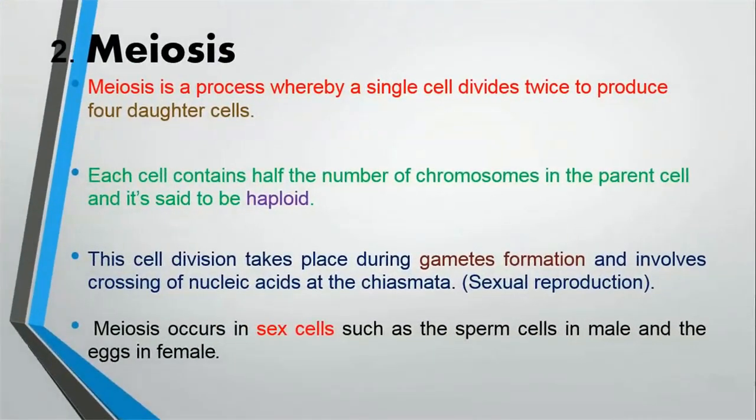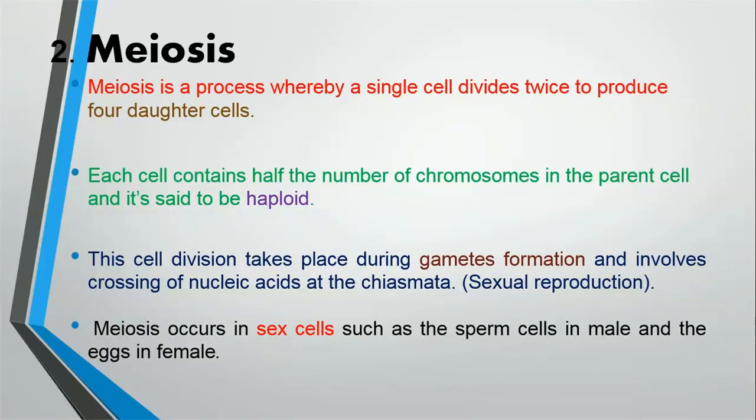So the second type of cell division is known as meiosis, or meiotic cell division. Now, meiosis is a process whereby a single cell divides twice to produce 4 daughter cells. Each cell contains half the number of chromosomes in the parent cell, and so it is said to be haploid. Haploid means half the number of chromosomes in the parent cell. For example, if a parent cell has 46, then the daughter cell will have 23, half.